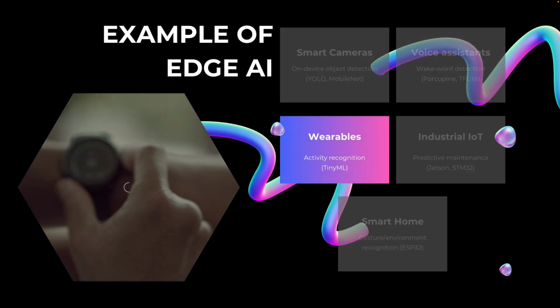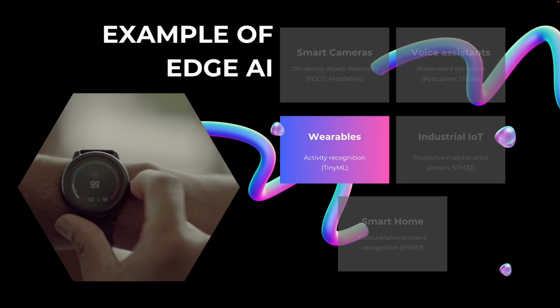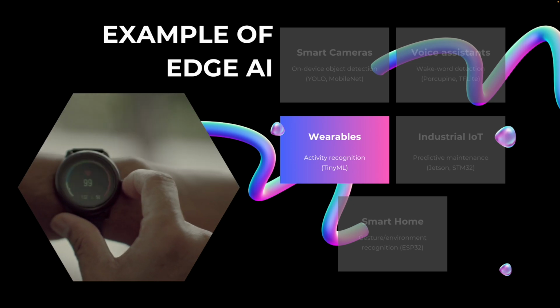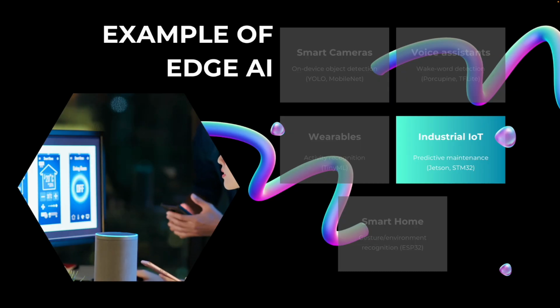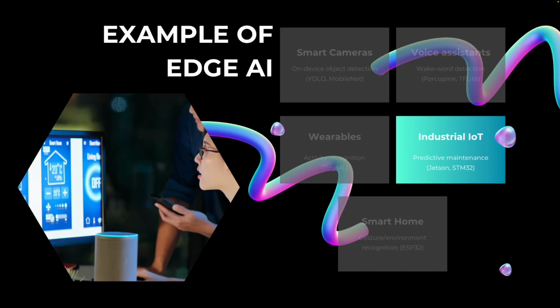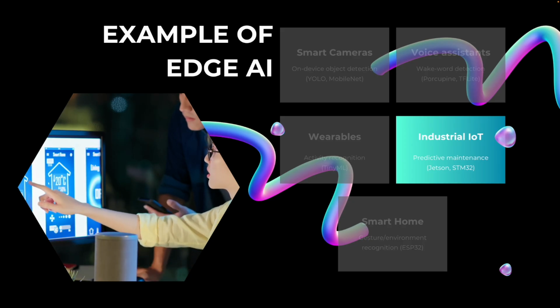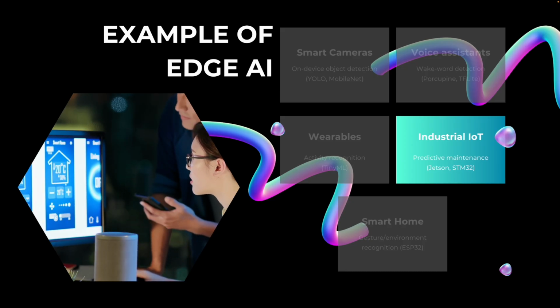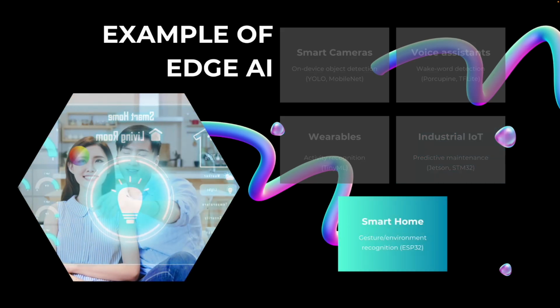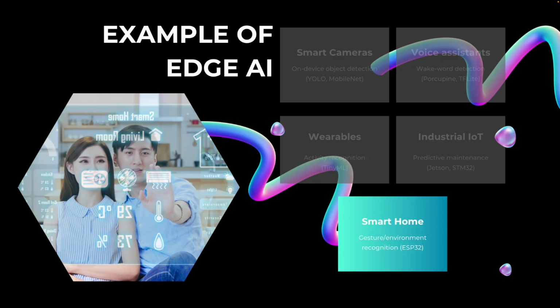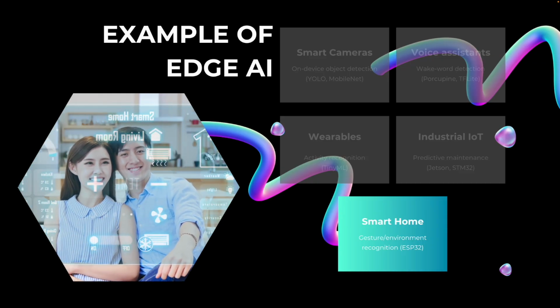For wearables, time series models for anomaly detection or activity recognition run on microcontrollers using frameworks like TensorFlow Lite for Microcontrollers. The next one is industrial IoT. Predictive maintenance models analyze vibration or temperature data on site using platforms like NVIDIA Jetson or even STM32 MCUs. The last one is smart home. Edge AI enables real-time gesture recognition or environmental monitoring, often using ESP32 or similar chips with optimized models.